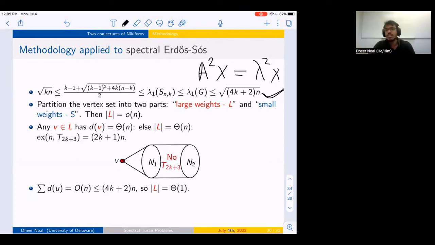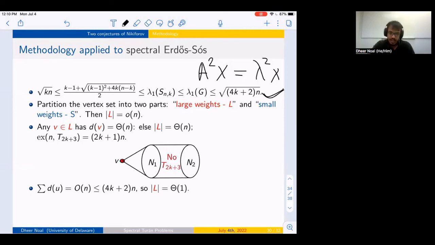And then we show that you need to have a large neighborhood for any vertex in L. That is, it should have order n, else you'll end up needing a lot of edges again inside this bipartite graph. Okay, and then a simple upper bound, the Turán number for any tree, which is 4k, which is 2k plus 1 by 2, is going to tell us that there can be at most constant many vertices in L.